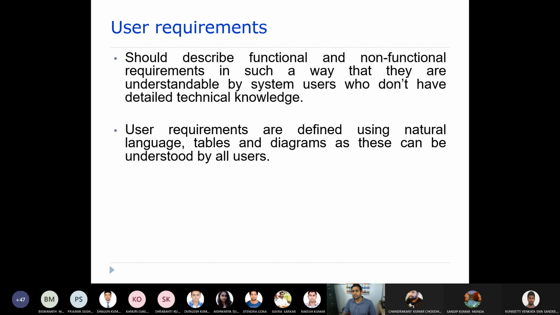So these requirements are actually defined using some natural language, maybe English, and you may use some tables. I think the users can understand those simple tables. And some diagrams also, by which they can easily visualize the requirements.